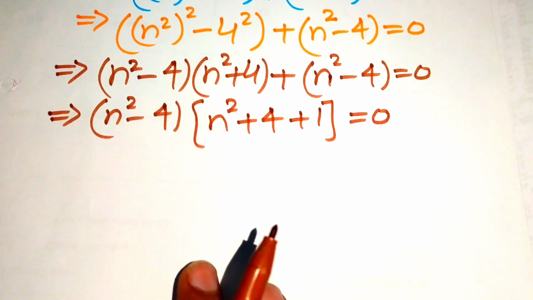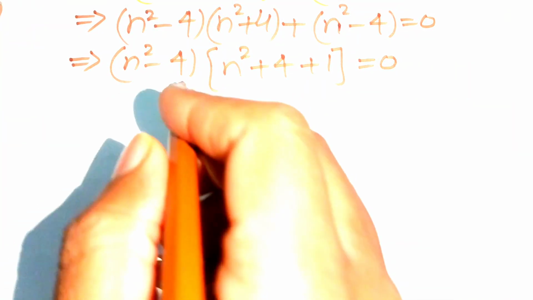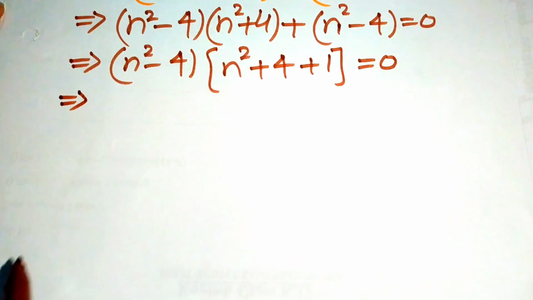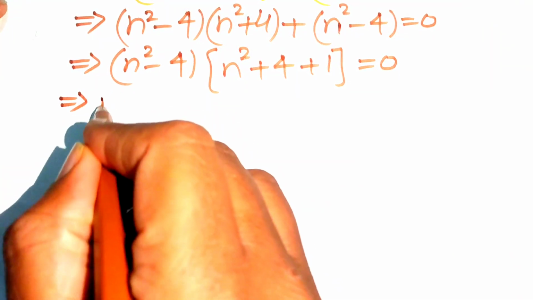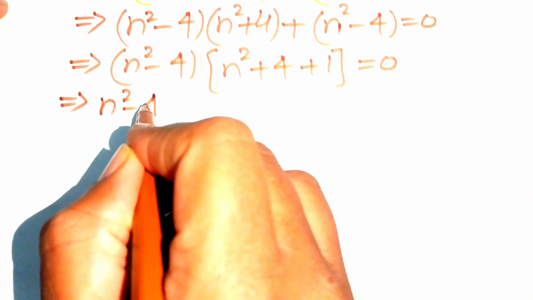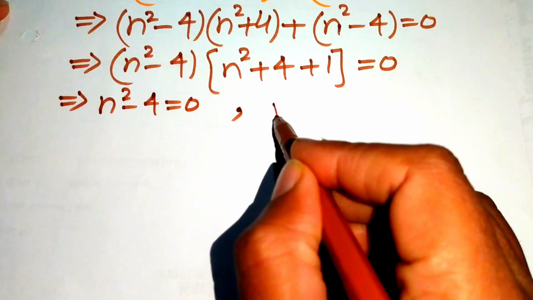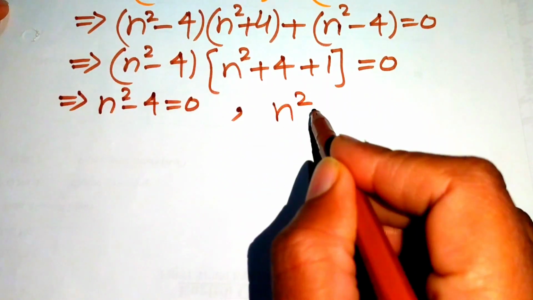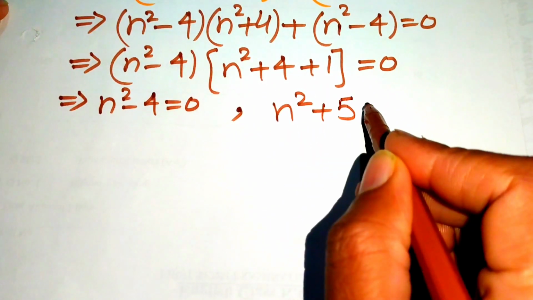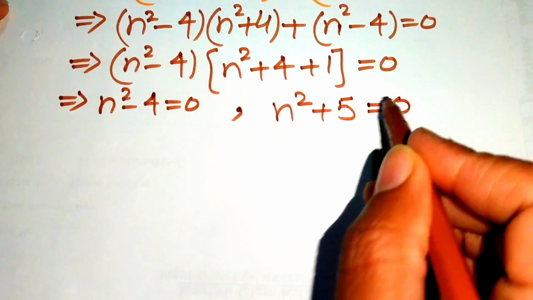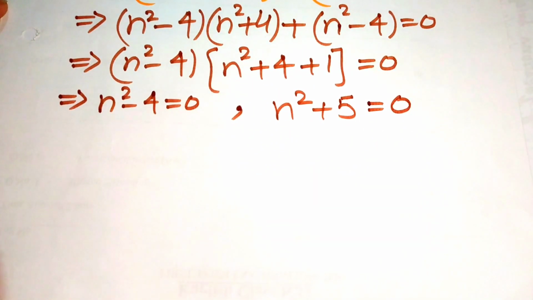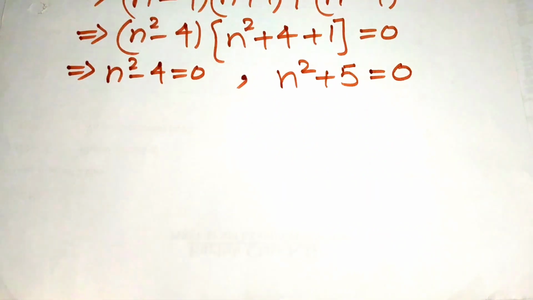And in the next step we break this equation into two cases. Our first case is n square minus 4 equals 0, and the second case is n square, and 4 plus 1 is 5, n square plus 5 equals 0. Now we solve these two cases one by one.